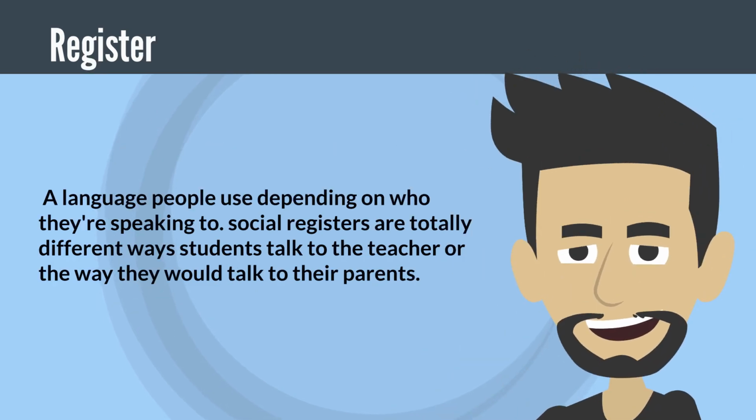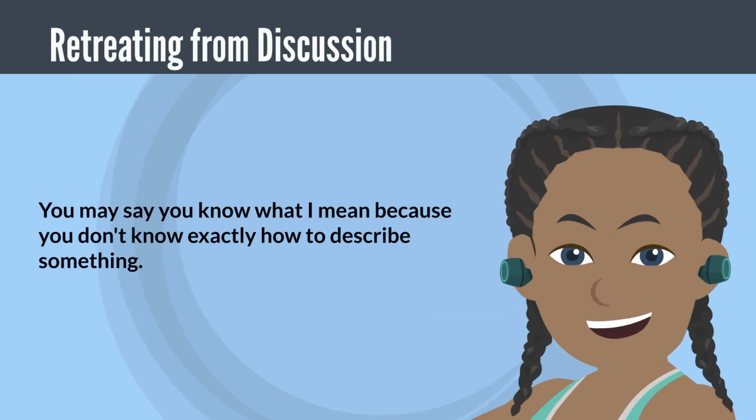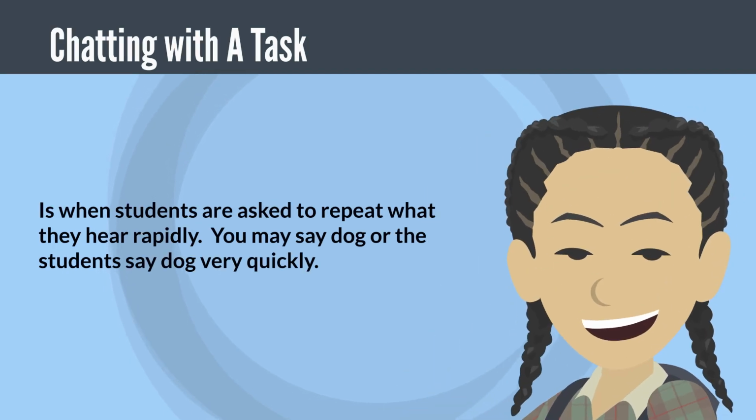A register is a language people use depending on who they're speaking to. Social registers are totally different ways students talk to the teacher or the way they would talk to their parents. Retreating from discussion: you may say "you know what I mean" because you don't know exactly how to describe something. A chatting with task is when students are asked to repeat what they hear rapidly, so you may say "dog" and the students say "dog" very quickly.